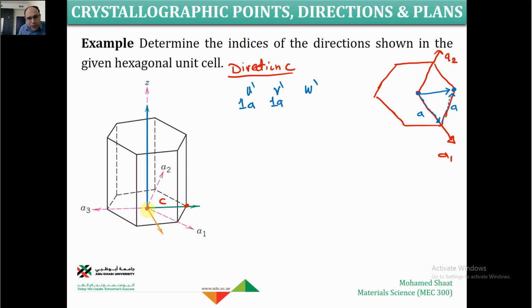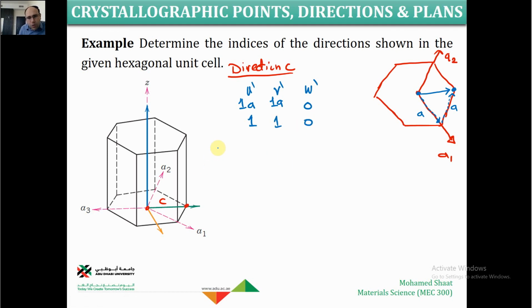How about W prime? If you reach this point over the base, if there is any movement vertical to draw the line C, no. The Z direction for this vector here is 0, so W prime is 0. We are not going to move. We started from here, moved parallel to A1, then A2, reached this point, and that's it. So it is 1A, 1A, and 0. It means that U prime will be 1, V prime will be 1, W prime will be 0.